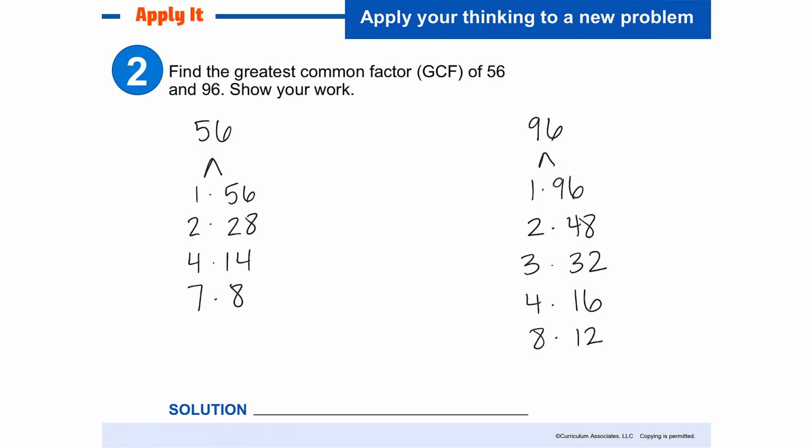So when I'm looking through at this, I can see, clear as day, what they have in common. 1, they have. 2, they have. They don't share 3, but they do share 4. They don't share 7, but they do share 8. They don't have a 12 or a 14. They don't have a 28, 56, 32, or 96. So the largest one that they do have in common, I can see, is 8. So in this case, our greatest common factor is 8.